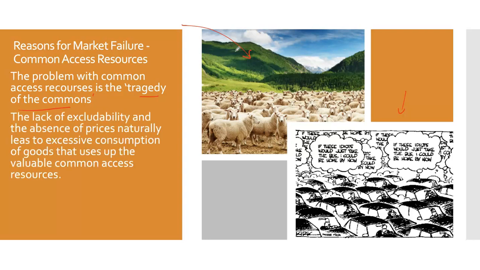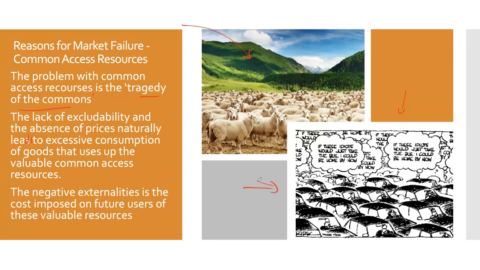The lack of excludability and absence of prices naturally leads to excessive consumption of these goods. Everyone has access to them, they give them a benefit, they're free, everyone uses them up. Everyone drives on the roads. The negative externality is if everyone is using them up and they're depletable, we are putting a negative social cost on future users because we are using up a valuable resource that is finite.